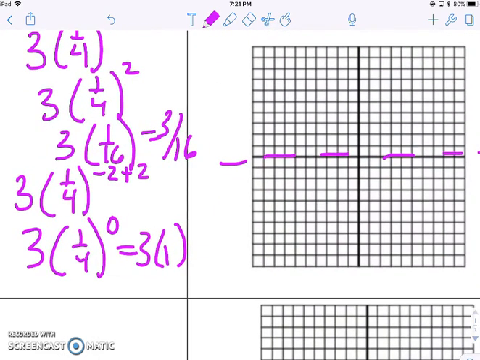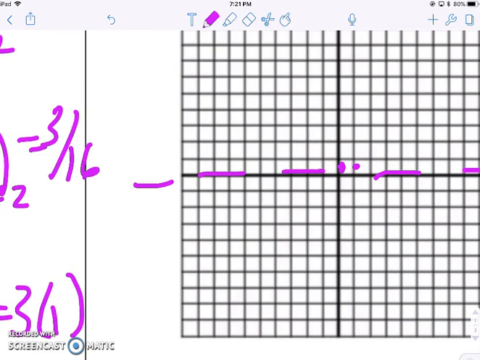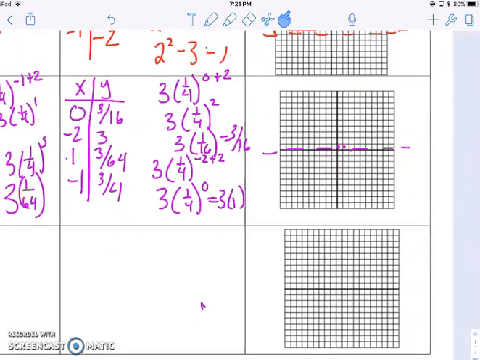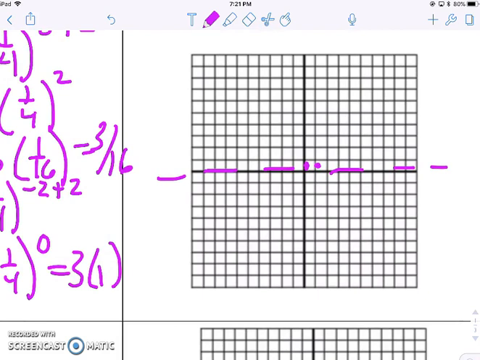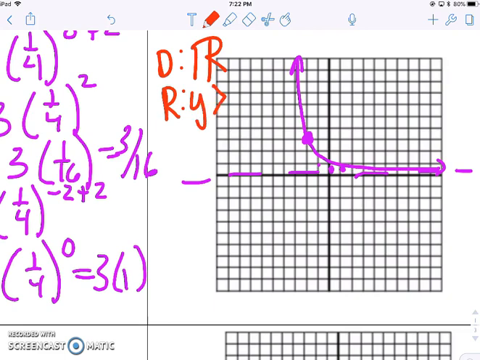So these are all pretty small, but let's see if that helps us here. 0 and 3/16. That's pretty close to 0. 1 and 3/64, so that's even smaller. So it must be running alongside that. Negative 2 and 3. What was the other one we had? Negative 1 and 3/4. Yep, so here's our swoop. I missed those there, but you guys can see what that is. So our domain, we can have any x value, but our range, y, has to be greater than 0.